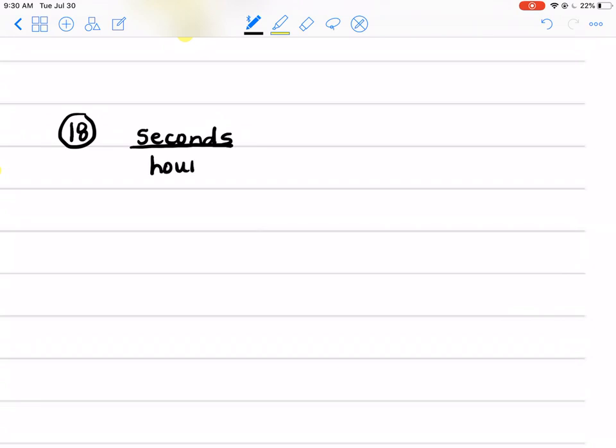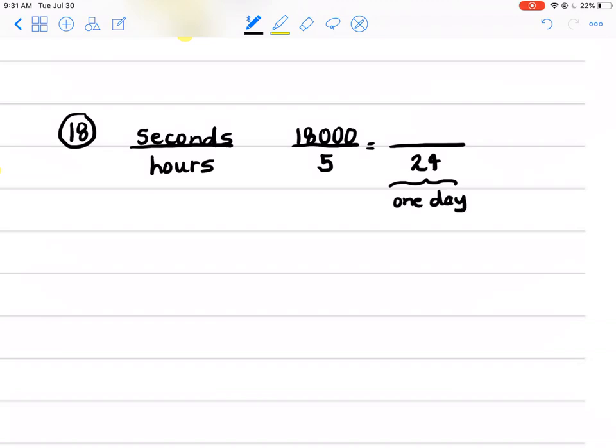Remember the very first thing I taught you in this course. A ratio compares two amounts. So seconds and hours are the amounts here. There are 18,000 seconds in 5 hours. And there are 24 hours in 1 day. So if all this is getting you confused, just label it correctly and it'll help.